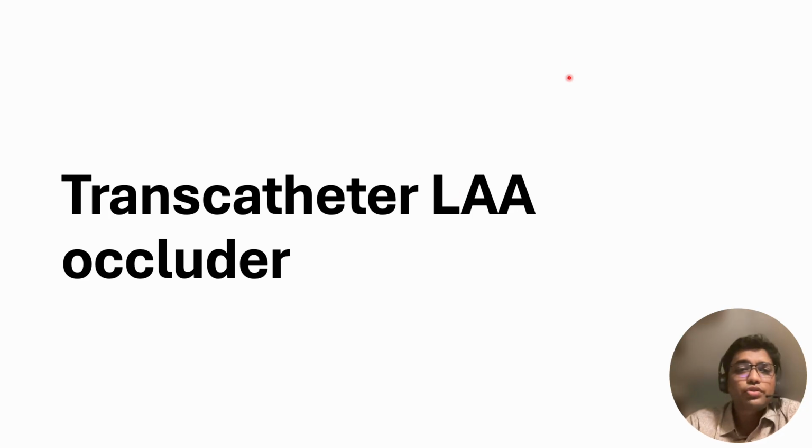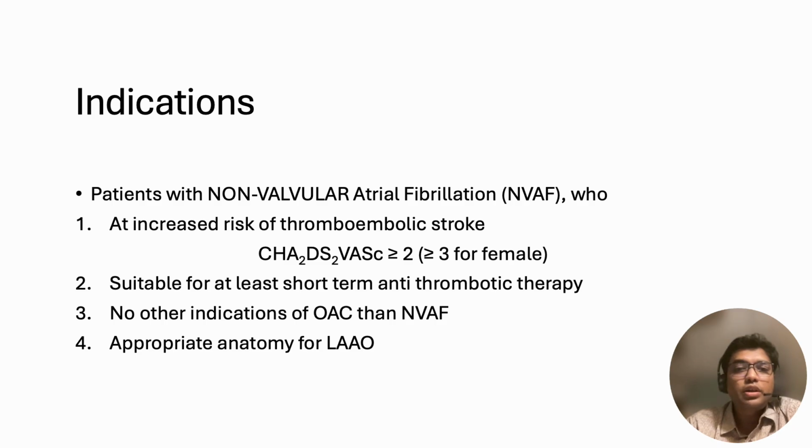Next, our topic of discussion is transcatheter left atrial appendage occlusion. So what are the indications? A patient with non-valvular AF, which is very important, at increased risk of thromboembolic stroke, that is CHA2DS2-VASc score of at least 2 in case of male or at least 3 in case of female, suitable for at least short-term antithrombotic therapy, with no other indication for oral anticoagulant other than non-valvular AF, and an appropriate anatomy of the left atrial appendage for the occluder.